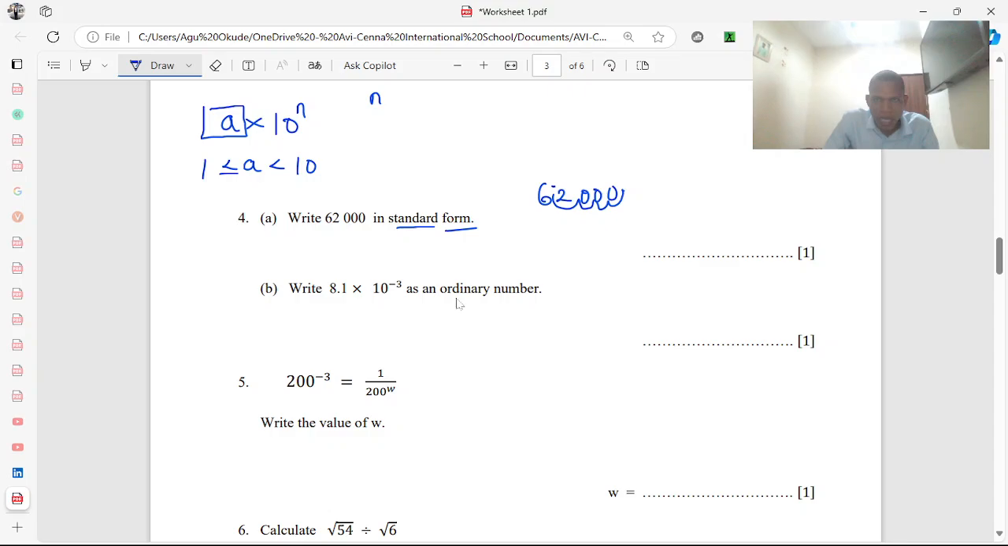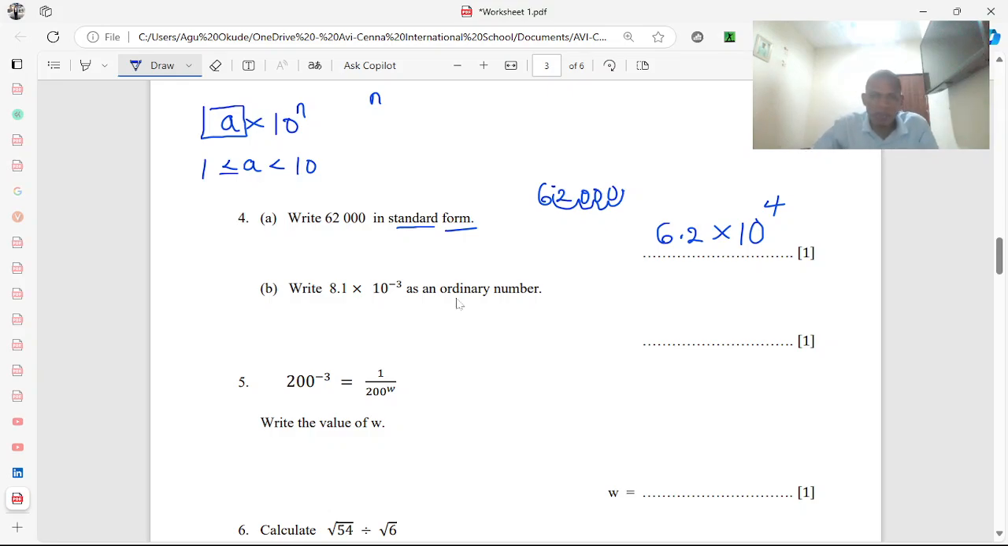So that's why I move my point. I put my point here so that I can have 6.2, because 6.2 is obviously between 1 and 10, right? So you write 6.2 times 10 raised to the power of. Now how many times did I move my decimal point backward? I moved it 1, 2, 3, 4 times. So you put power 4 here. So this is how to express a whole number in standard form.